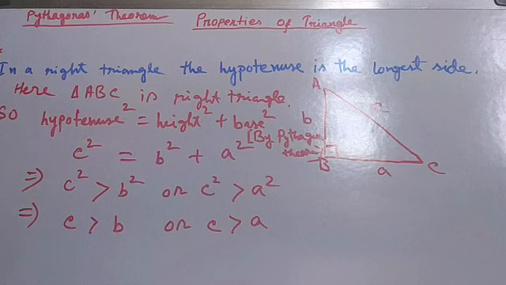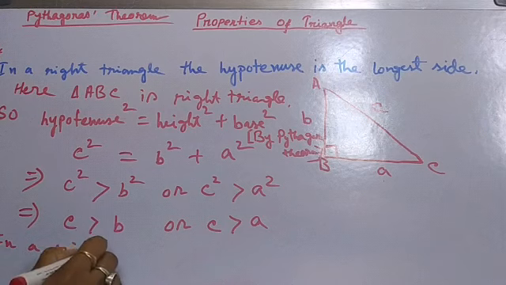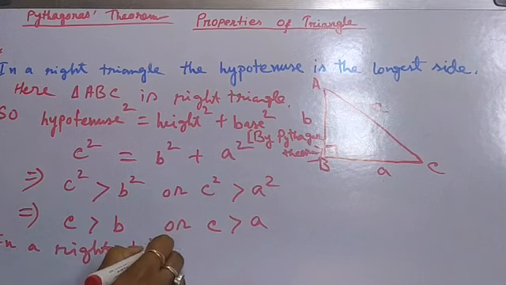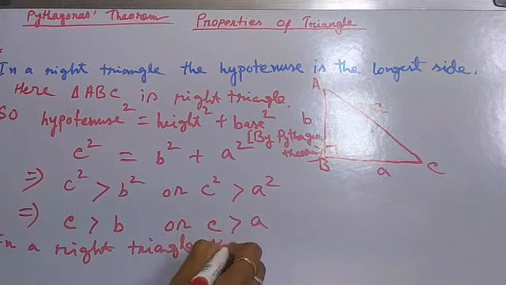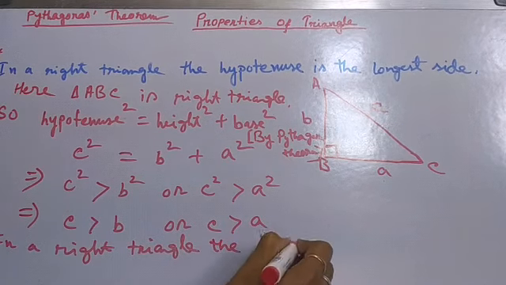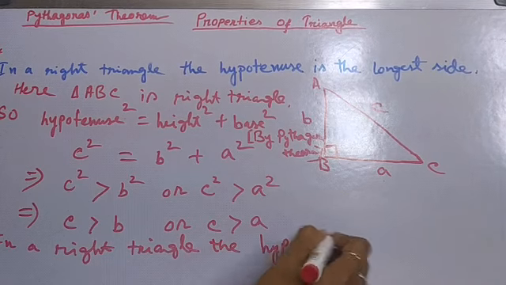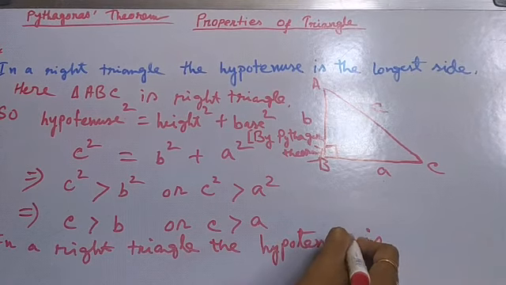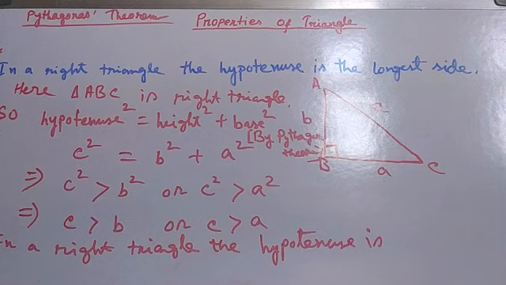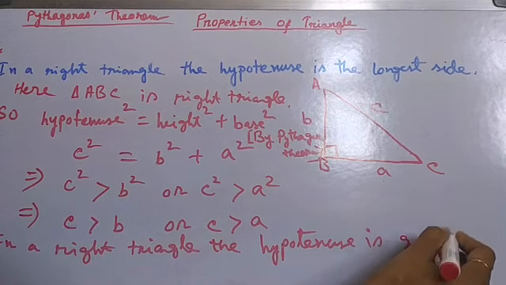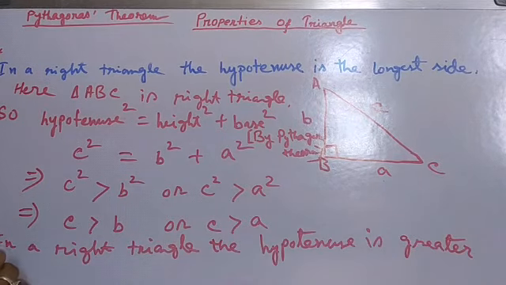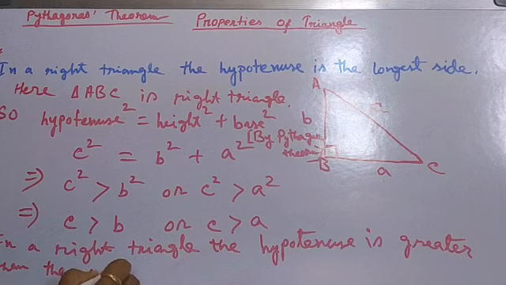So easily we can say that in a right triangle the hypotenuse is greater than the remaining two sides.